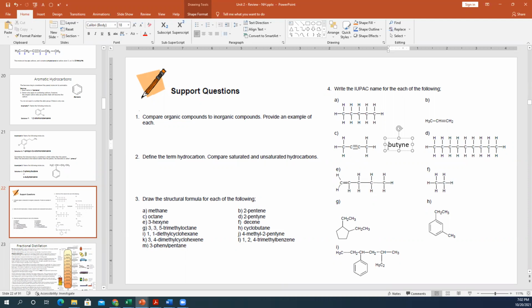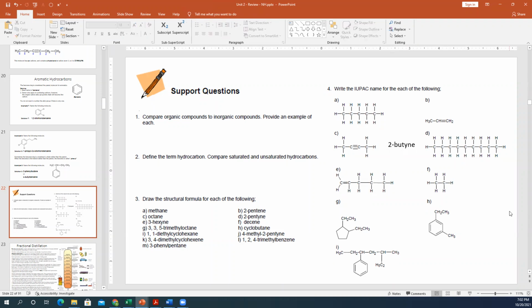So how do we name this? We name the first carbon that it's on, carbon 2. So this is 2-butyne. Okay? 2-butyne is what we have here. Does that make sense? Yeah, I just said di because I thought it was, yeah. Okay, yeah, perfect.